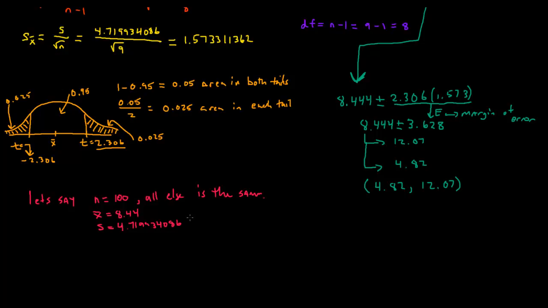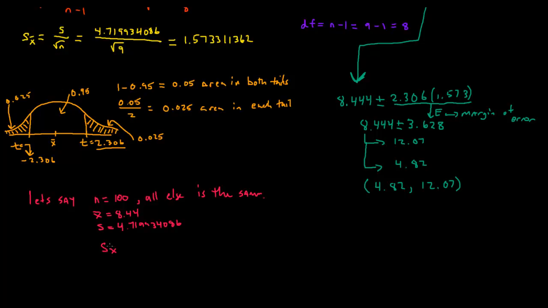4.7199348086. So let's say we had a sample of 100, and again, we're making assumptions here, but we have the same sample statistics, x bar and s. Well, watch what happens to our t-value and our standard deviation, and so what happens in consequence to our margin of error. So let's find first the standard deviation of the sampling distribution. Watch what happens to that.